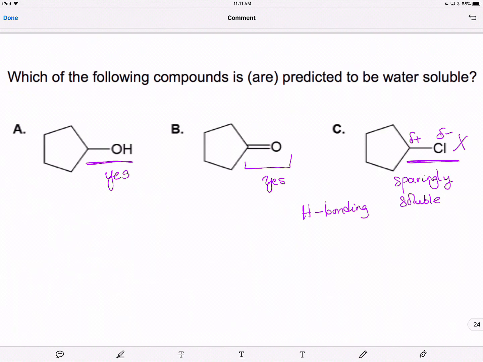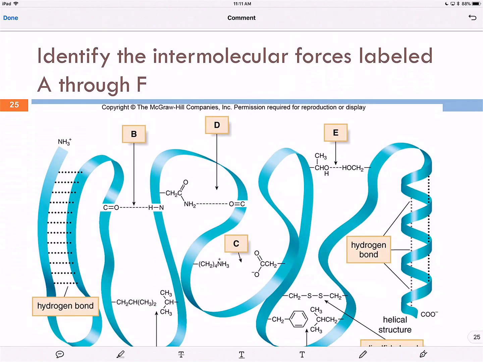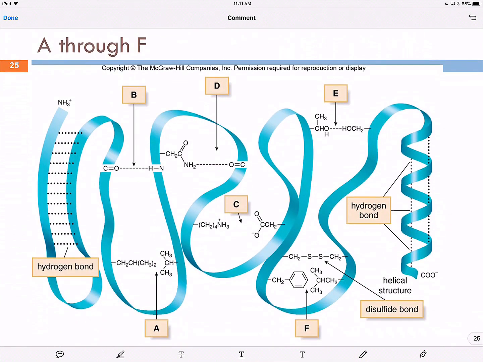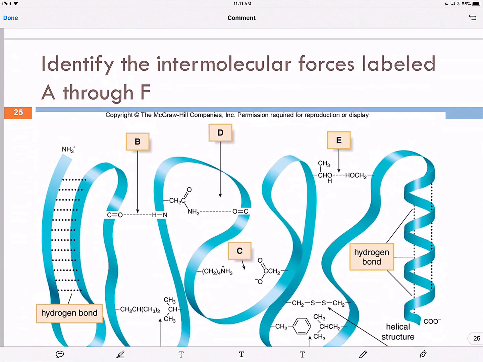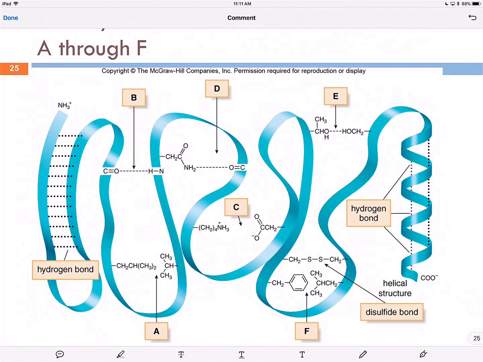Everybody okay with this concept? So the last slide here, take a few minutes. You're going to identify all the letters. What you're going to say, identify is the intramolecular forces labeled A through F. So that is the structure of a protein.